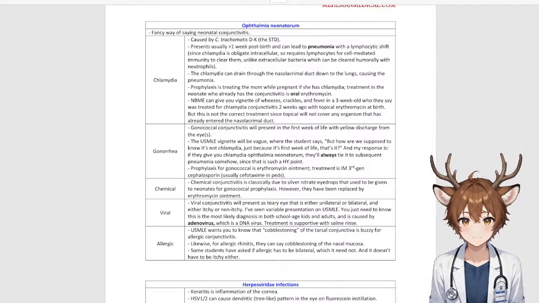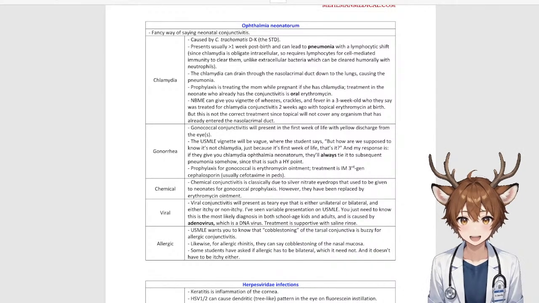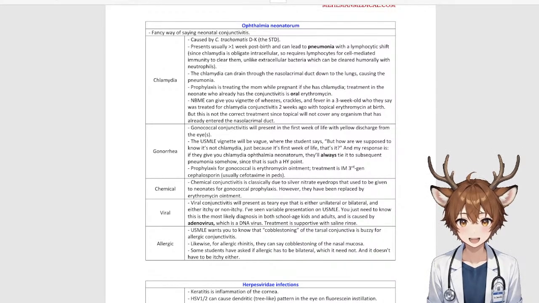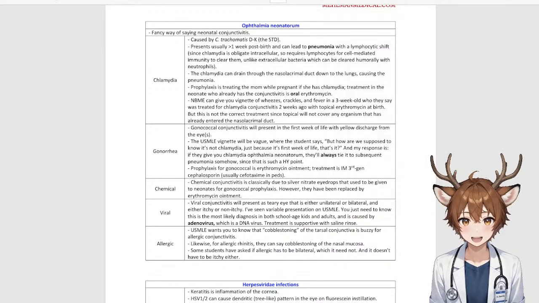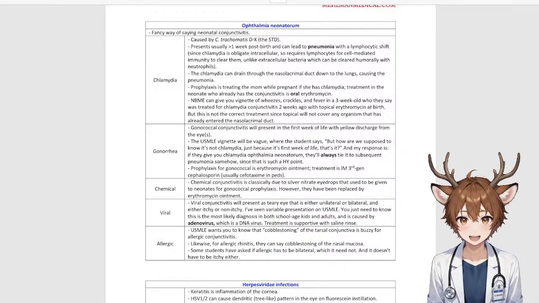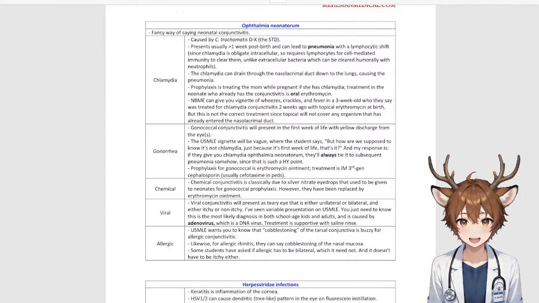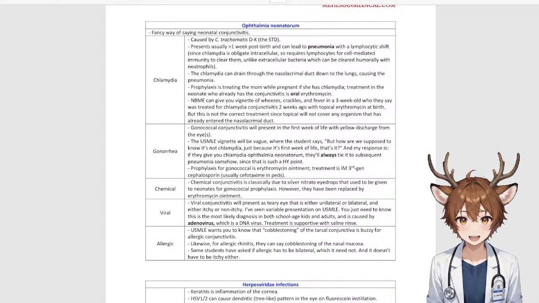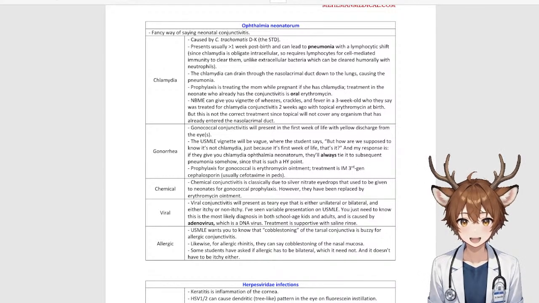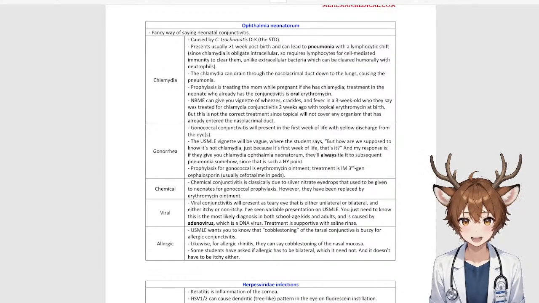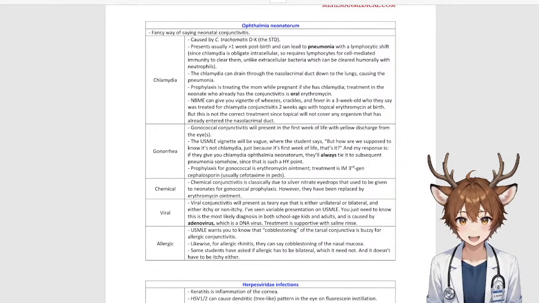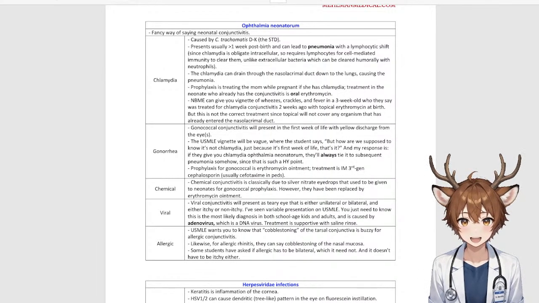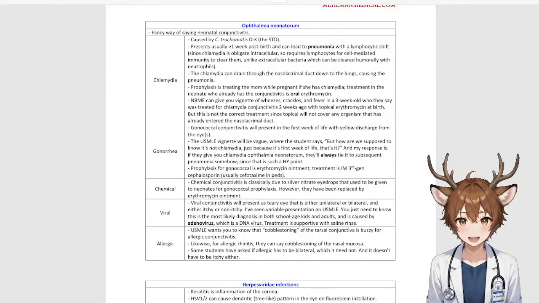Gonorrhea. Gonococcal conjunctivitis will present in the first week of life with yellow discharge from the eyes. The USMLE vignette will be vague where the student says, but how are we supposed to know it's not chlamydia? Just because it's the first week of life, that's it. And my response is, if they give you chlamydia ophthalmia neonatorum, they'll tie it to subsequent pneumonia somehow, since that is the high yield point.